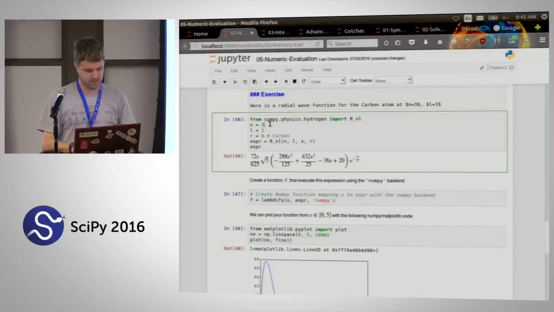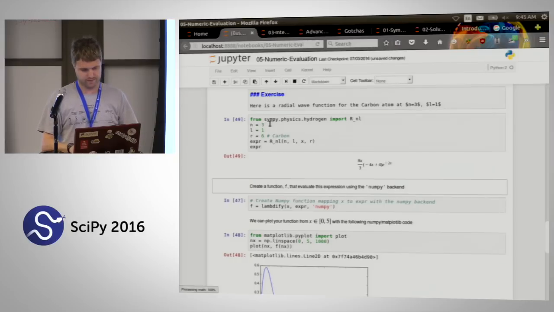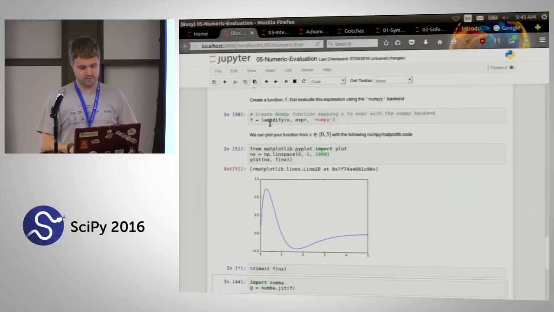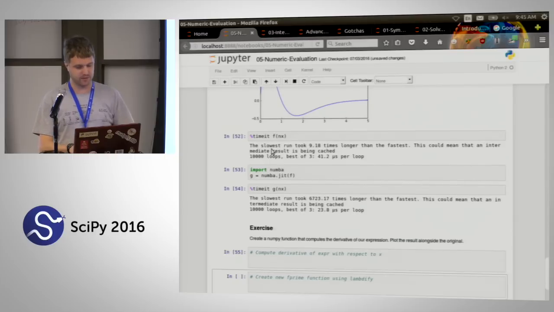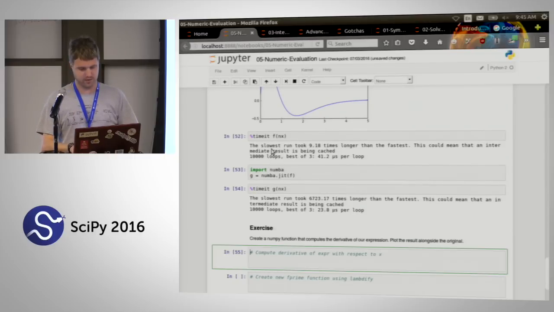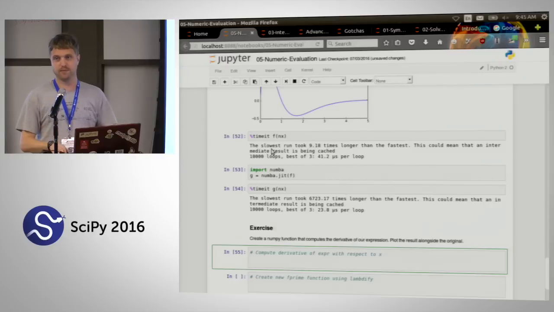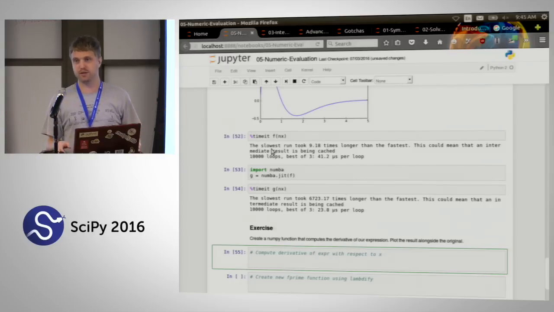Oh, this should be a 3. This is probably already as fast as it can be, which is why we're not seeing enormous differences. But if you have some huge expression, there are definitely ways that you can be faster if that's a problem.